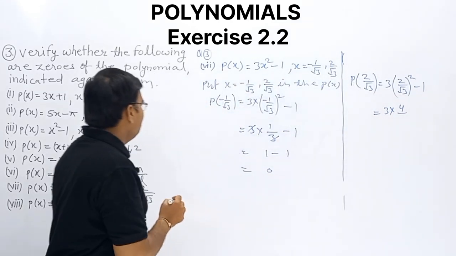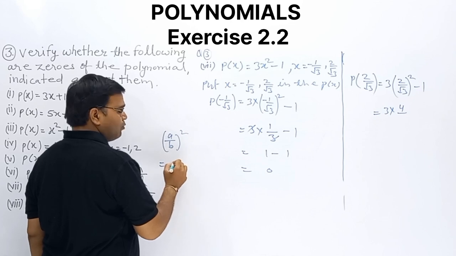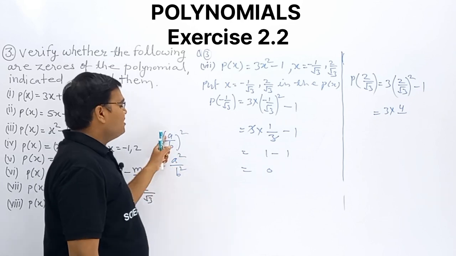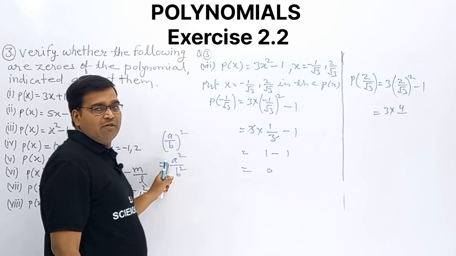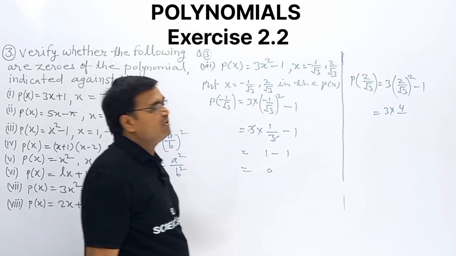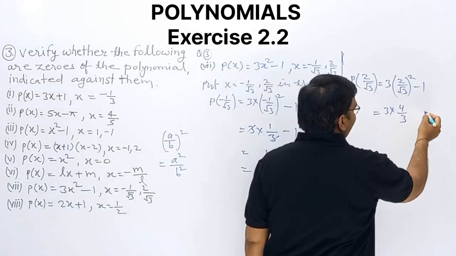If we are having a square like this, a upon b whole square will be what? A square upon b square. Clear? If there is a minus, minus square will be positive. So numerator squared upon denominator squared. So we are using this one there. 2 square is 4, root 3 square will be 3.